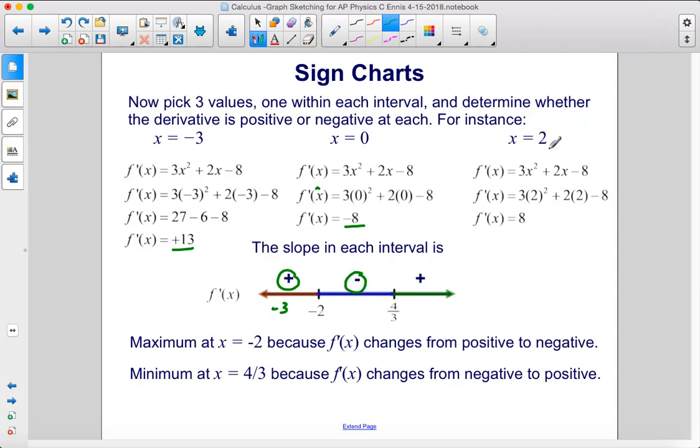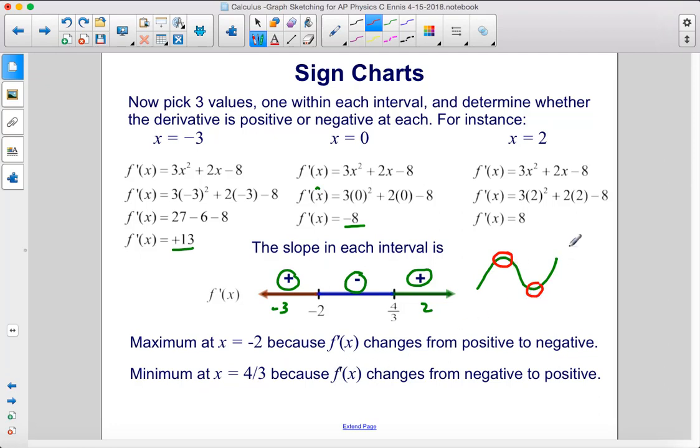Finally, we pick x equals 2 because that's over here in the right portion. We plug that into the derivative and we get a positive result. Therefore, this is positive. So we can see that the slope is positive, and then at negative 2 it switches to being negative, and then at 4/3 it switches to being positive again. So it looks something like this. So you can see we have a maximum at x equals negative 2 here because f prime of x changes from positive to negative. And we have a minimum at x equals 4/3 here because f prime of x changes from negative to positive.